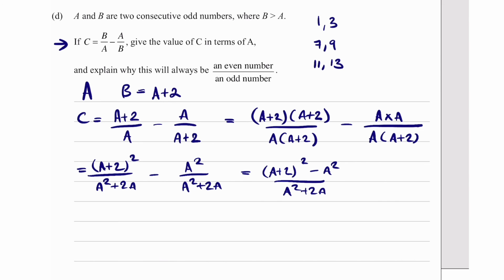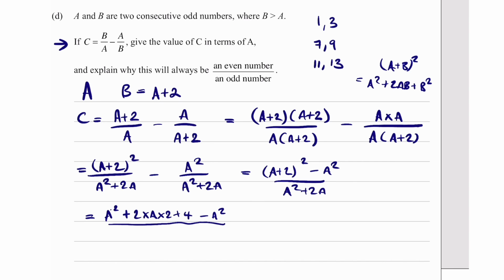Now, can we factorize this down or simplify it down even further? The answer is yes. So, how are we going to do that? Well, if we expand the brackets, you can use two bracket expansion, but there is a trick, which is that if you have A plus B squared, this is the same as A squared plus 2AB plus B squared. So I'm just speeding up the expansion. So A squared, plus 2 times A times 2, plus 4, minus A squared, divided by A squared plus 2A.